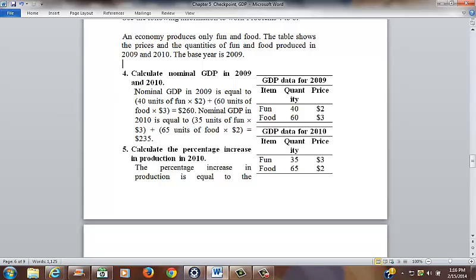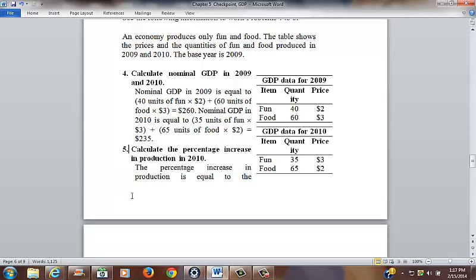The nominal GDP in 2009 is equal to the quantity of 40 units of fun times the price of $2, plus 60 units of food, that quantity, times $3 as the price, and the total comes out to $260. Nominal GDP in 2010 is equal to the quantities and prices in that year, so that's going to be 35 times $3 and 65 times $2, which is $235.